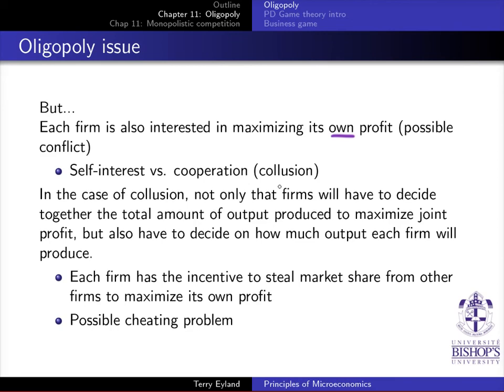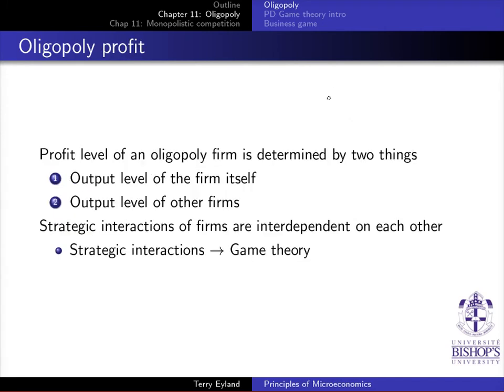You want to cooperate because if you're all cooperating at $1.25, you're making more profits than if you're all competing at $1.18. However, there's this self-interest idea that might make you want to steal some market share from the others. So each firm has the incentive to steal some market share to maximize their own profits, which results in a possible cheating problem. Okay?